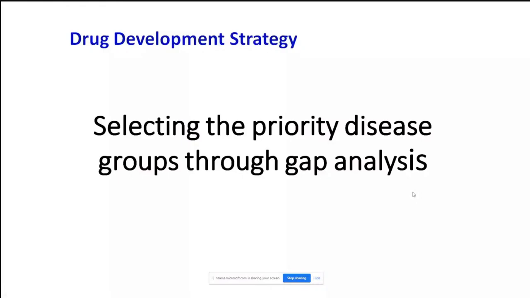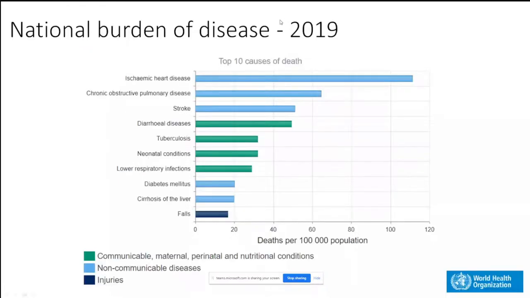If you look at the national burden of diseases in 2019 in India, these are the top 10 causes of death in India. First is heart disease, ischemic heart disease, then COPD, stroke, diarrhea, tuberculosis. You can read all the top 10 diseases. Tuberculosis is there, but heart disease is still at the top, then COPD, stroke, and so on, and diarrhea.